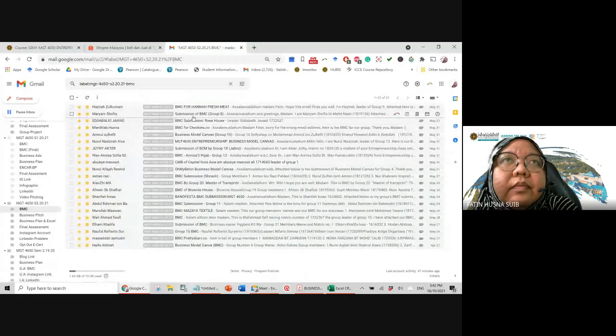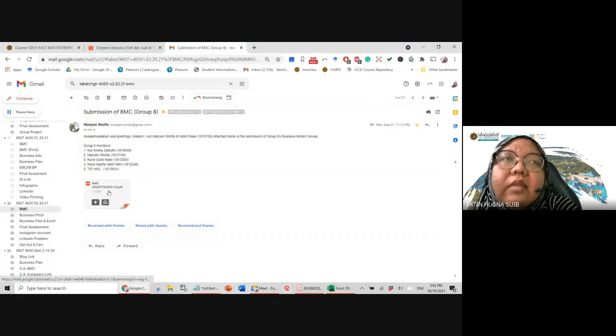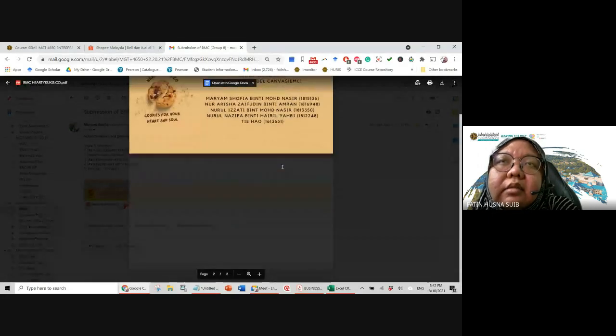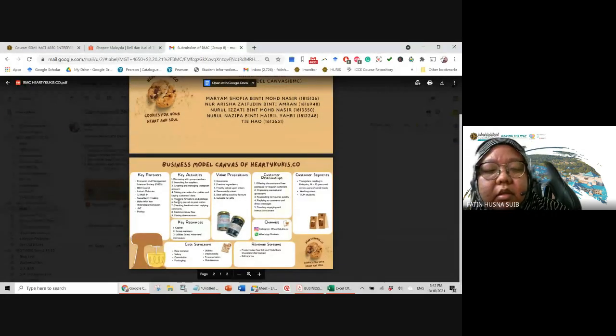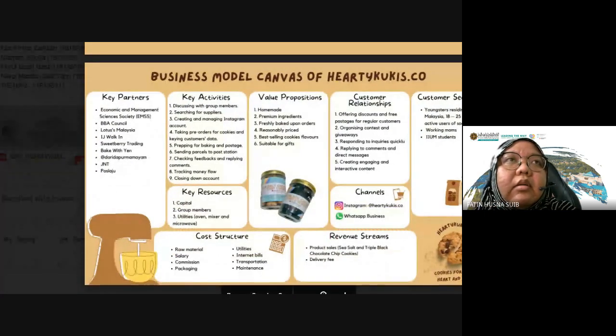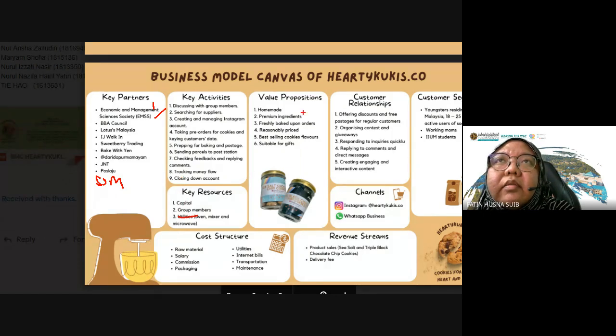All right, so this is the final one, the finalized one. Even the finalized one also has some mistakes. Okay, this one is okay. I think this one is okay. MCAS, basically MCAS or BBA Council. If you want to put MCAS, this one only is okay. But basically they don't put SSM. If you have SSM, you put SSM. Okay, so BBA Council, Lotus, JNT, Post Laju, Big Within. So capital, group members, utilities, actually machinery. Okay, so creativities, there are some value propositions here and there.